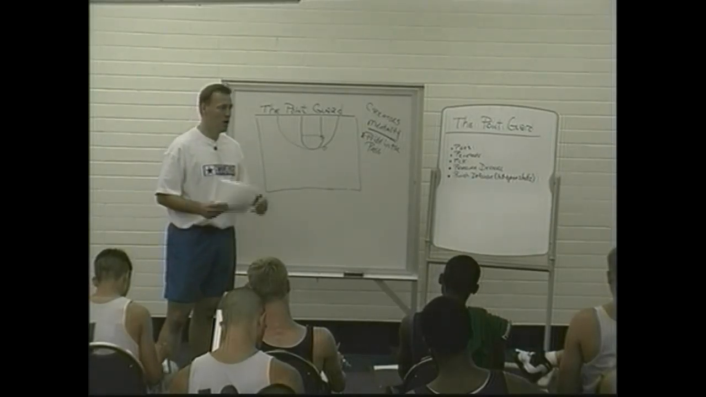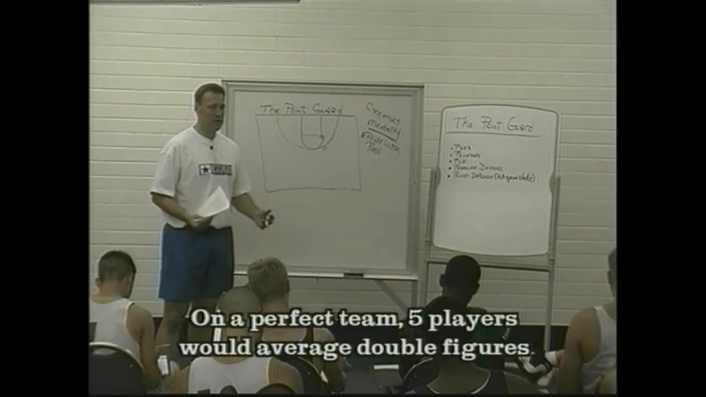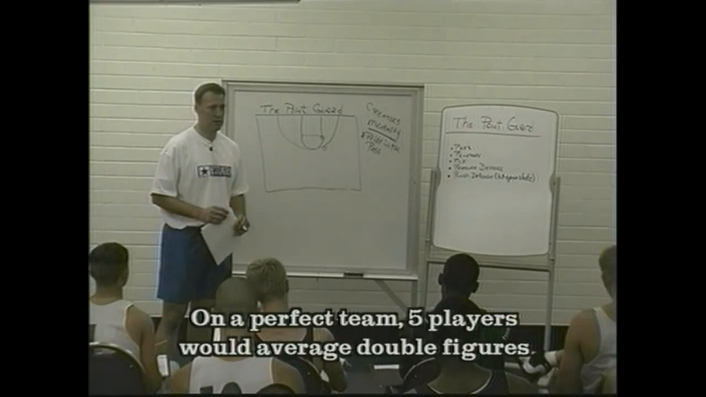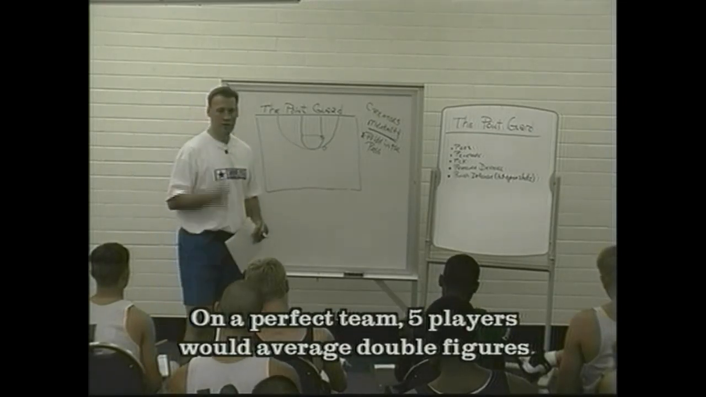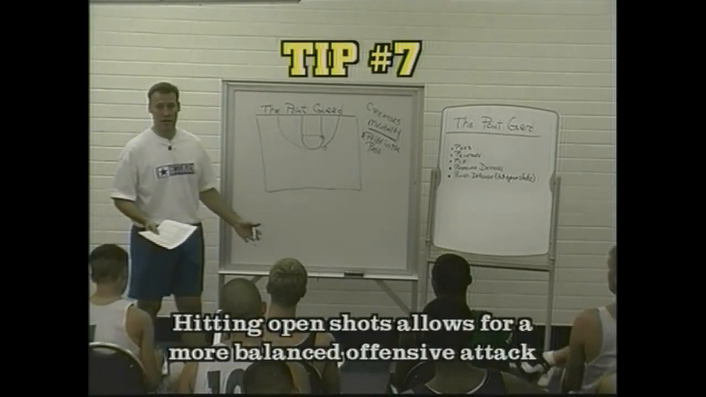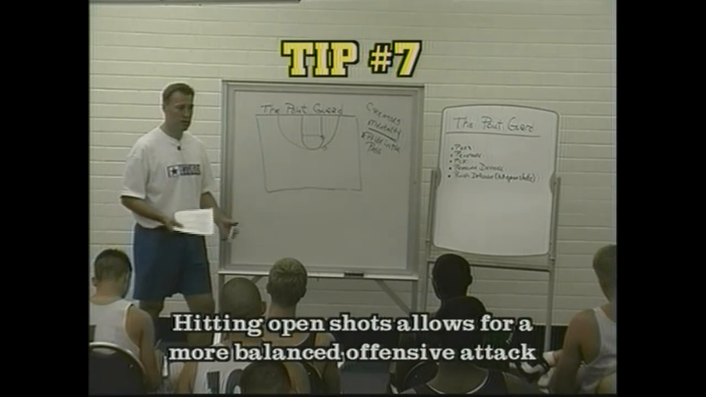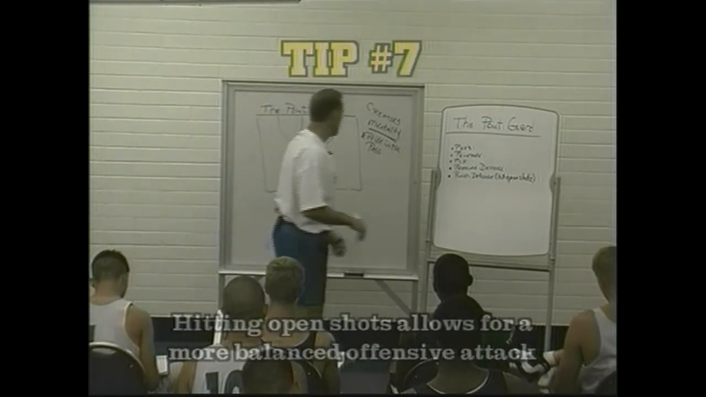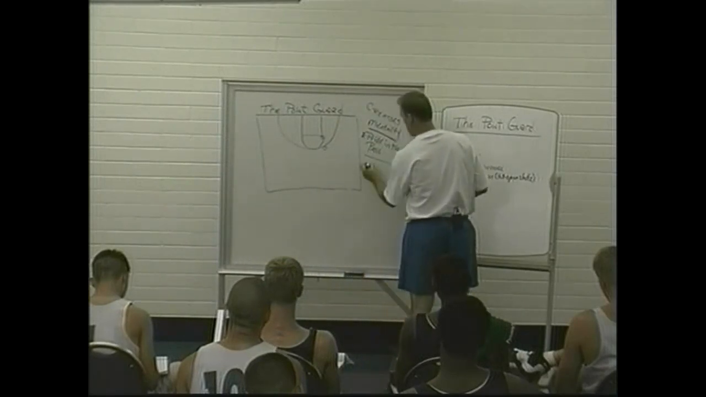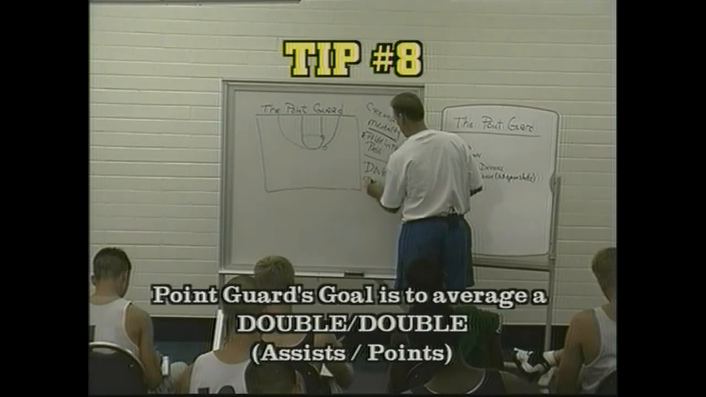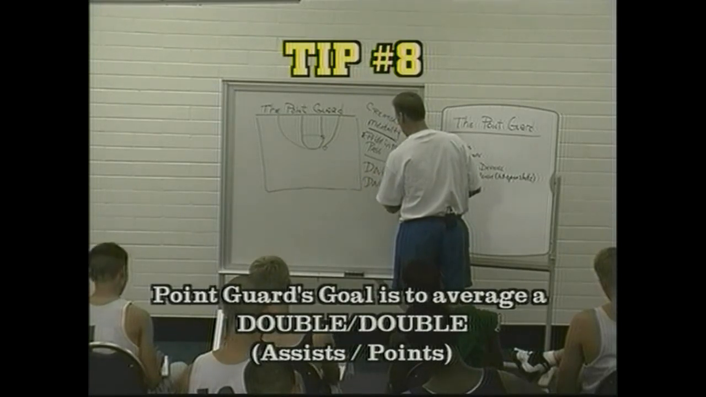On a perfect team, would 5 guys average double figures? Yes, they would. Sure, absolutely. On a perfect team, 5 guys would average double figures because that means everybody can hit open shots. No team can focus on one particular player. And a point guard should be able to average a double-double.